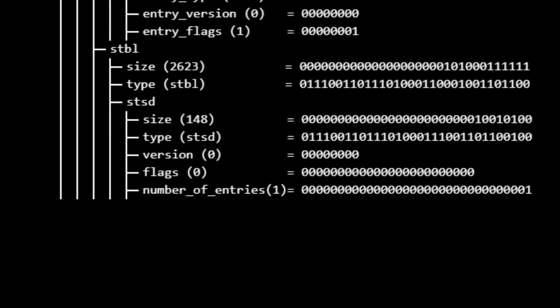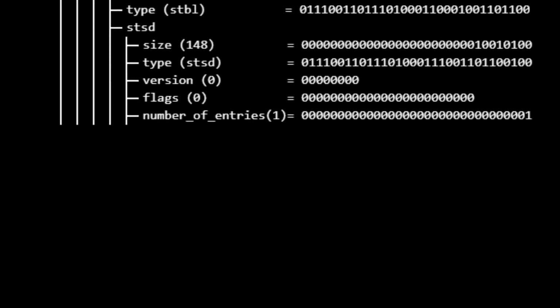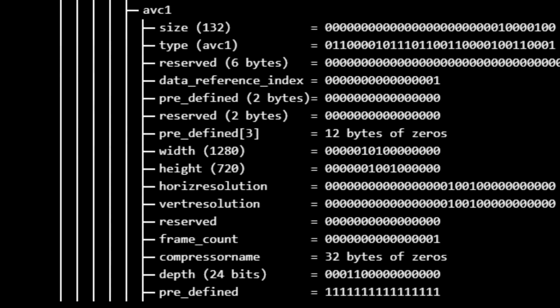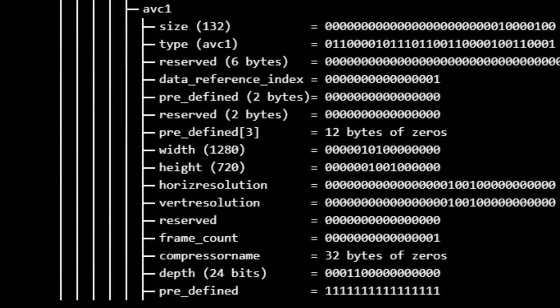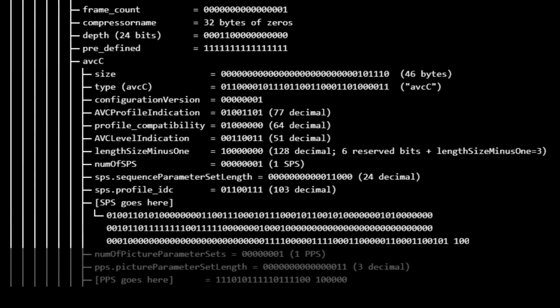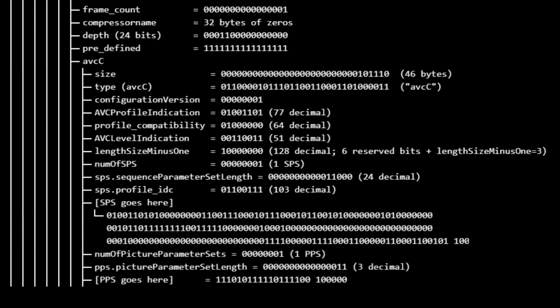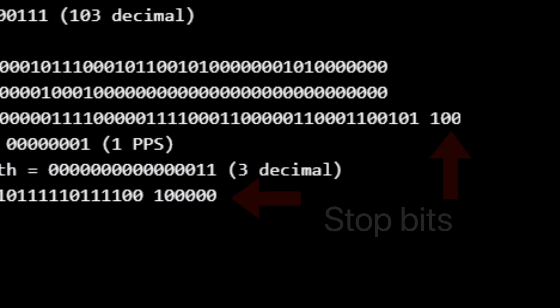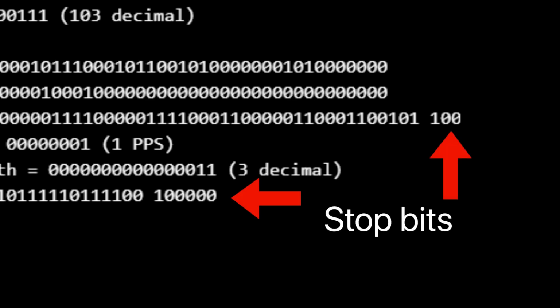STSD, like so. Inside this, add the Advanced Video Coding version 1, AVC1 item like so. Inside the AVC1, add the Advanced Video Coding Configuration, or AVCC, item like so. This item starts with several fields, then stores our sequence parameter set and picture parameter set. After each set, add a stop bit or a 1, and zeros to ensure it is byte aligned.